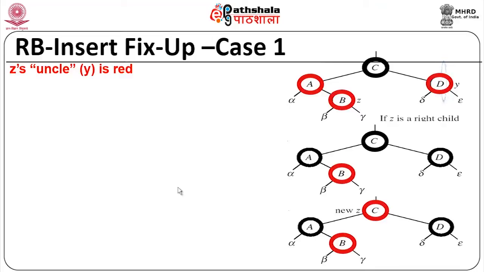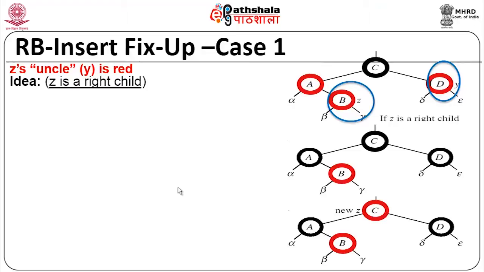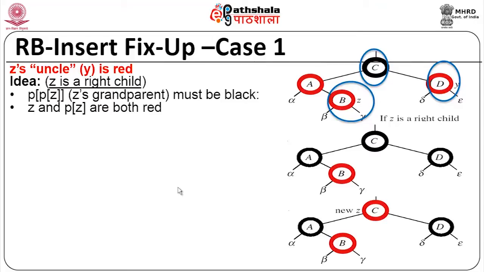So, let us assume that Z's uncle, you can see the Z node as B, Z's uncle is Y. Now, Z is a right child. So, parent's sibling, that is what we have. Y is the uncle of Z and Z is a right child. Now, the parent of Z, that is Z's grandparent, must be black. Here C is black, and Z and parent of Z, A and B, must both be red. This is where you have case 1.